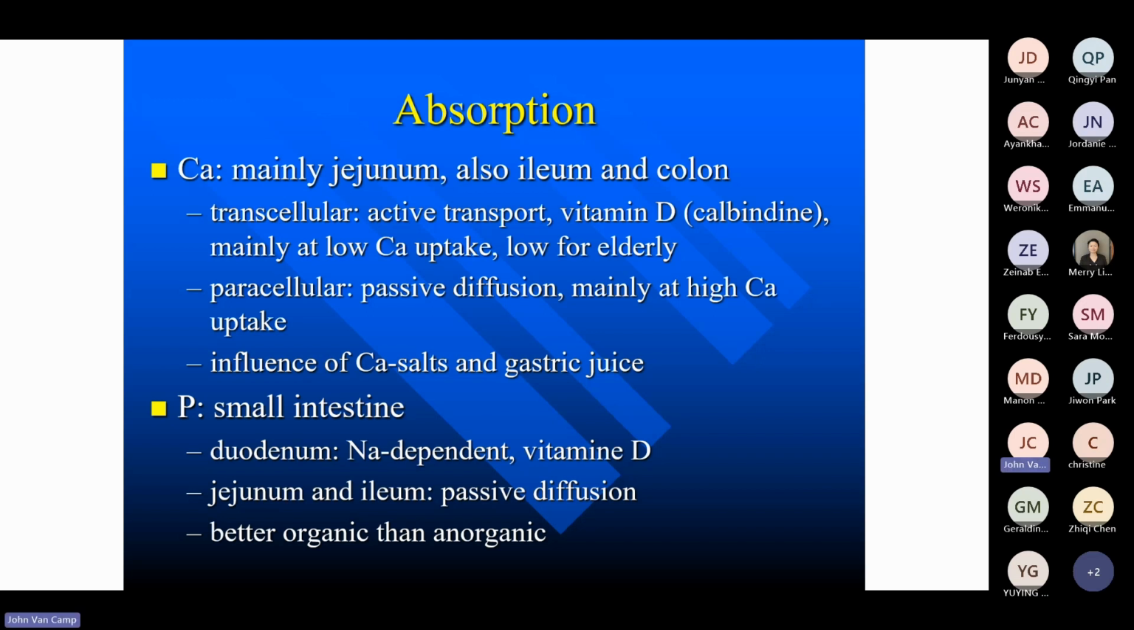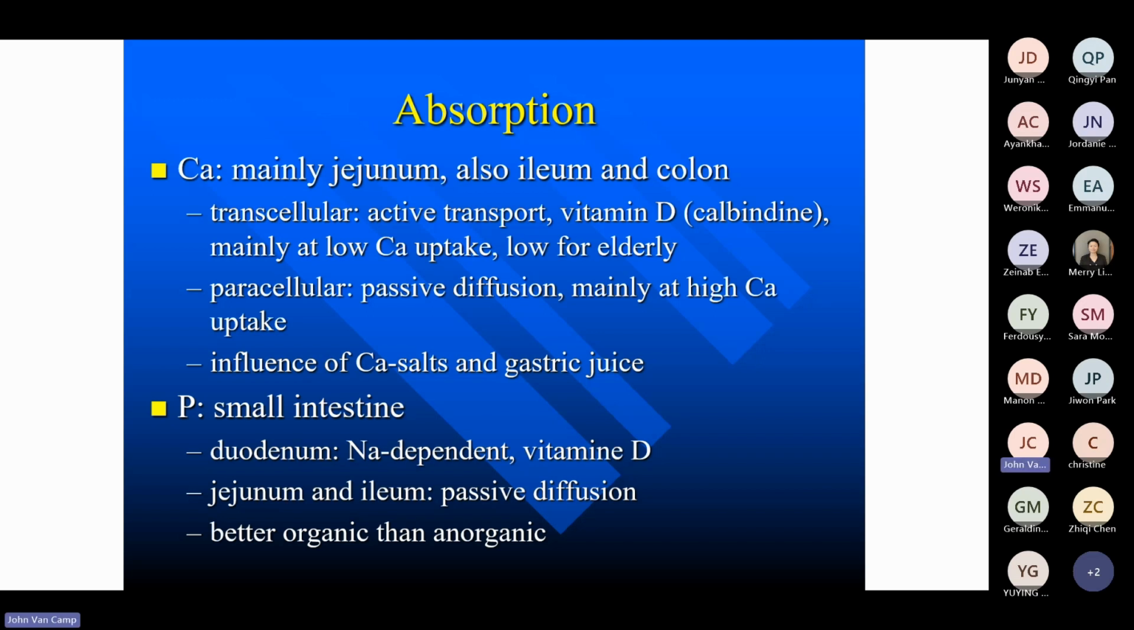This happens mainly for low calcium uptakes. So people that are not exaggerating in calcium will mainly have this absorption mechanism. And we know that elderly who are usually not too much outside, they're not in contact with sunlight, they have problems with vitamin D, they are the ones that also have problems with the synthesis of calbindine. So it means that they can have problems, disturbances in the absorption of calcium in the intestine.